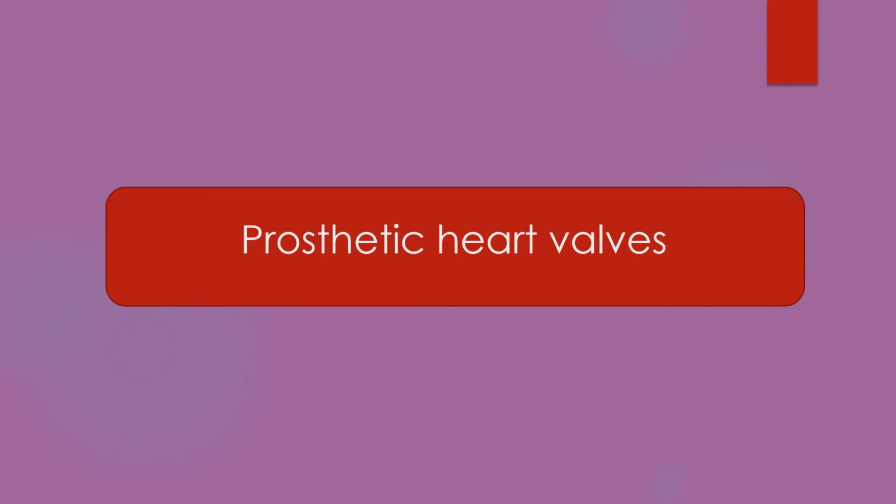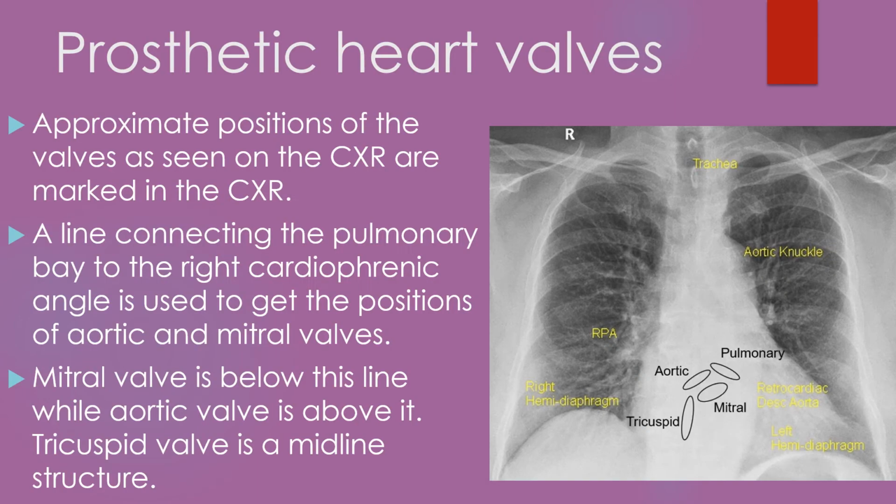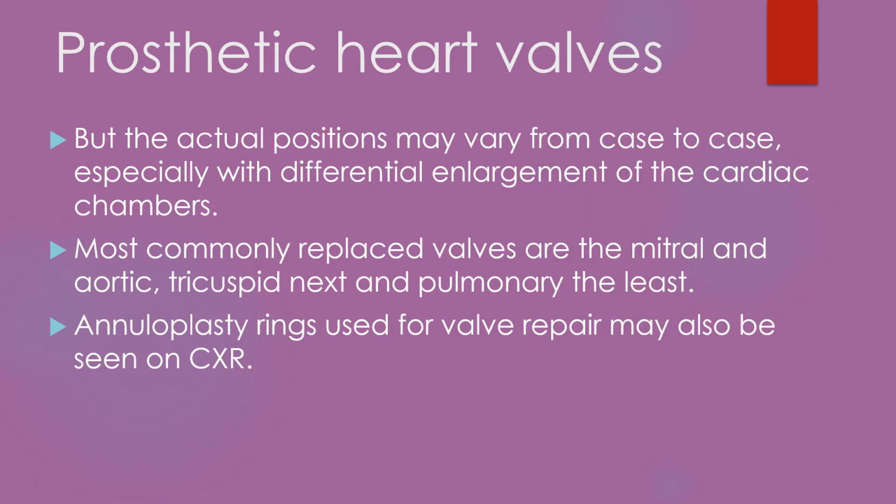Now we'll move on to prosthetic heart valves as they appear on chest X-ray. Approximate positions of the valves as seen on the X-ray are marked here. A line connecting the pulmonary bay to the right cardiophrenic angle is used to get the positions of the aortic and mitral valves. Mitral valve is below this line while aortic valve is above it. Tricuspid valve is a midline structure. But the actual positions of valves may vary from case to case, especially with differential enlargement of the cardiac chambers.